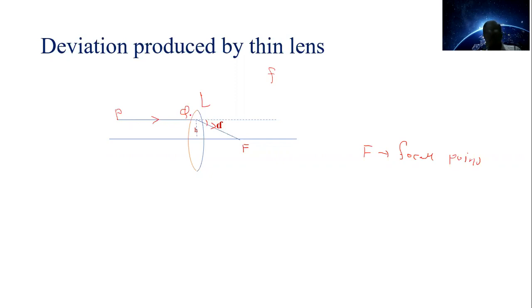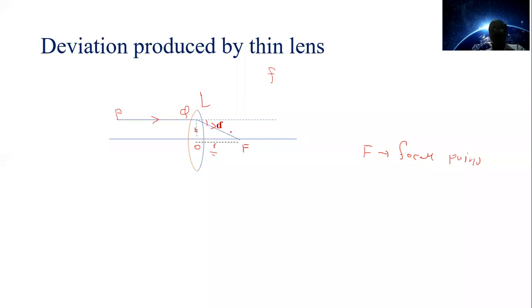Now see that PQ is the original incident ray, but due to this lens, it travels along QF. Otherwise, it may travel here along this dotted line. And therefore, the deviation here is delta. The distance between the optical center and the focus point is called the focal length.